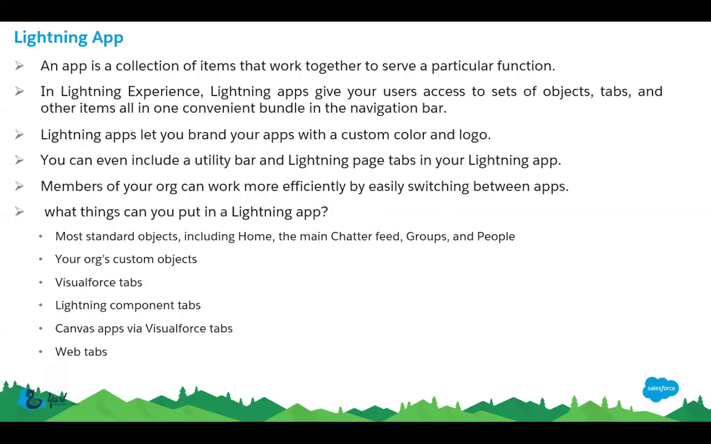Basically, an app is a collection of items that work together to solve a particular function. In Lightning Experience, Lightning apps give your users access to sets of objects, apps, and other items all in one convenient bundle in the navigation bar. So when we say application, basically it's multiple tabs. That's it. If you remember our Sales application, it had multiple tabs. Nothing else. Lightning apps let you brand your apps with a custom color and logo.